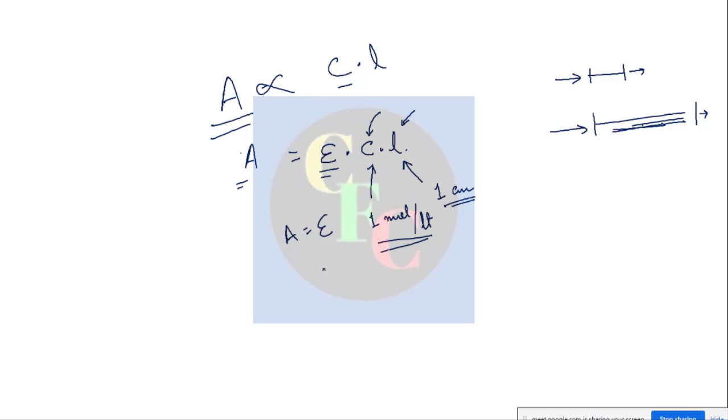Epsilon, right? And what will be the unit of epsilon? It will be mole inverse liter centimeter inverse. In place of liter, most commonly decimeter cube is used, so you can use that also. But this is our absorption coefficient, the molar extinction coefficient or absorption coefficient, right?